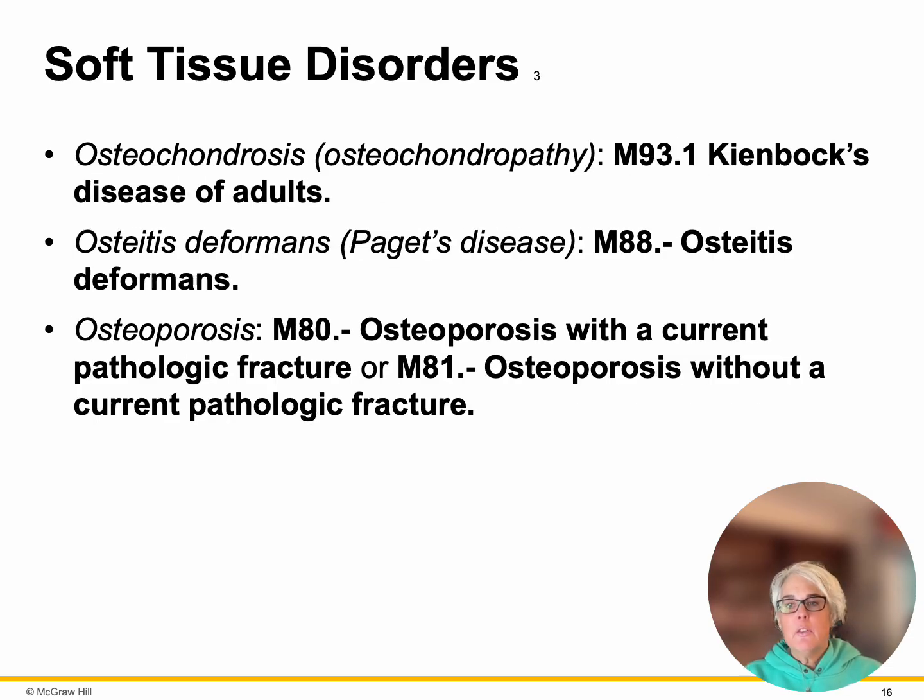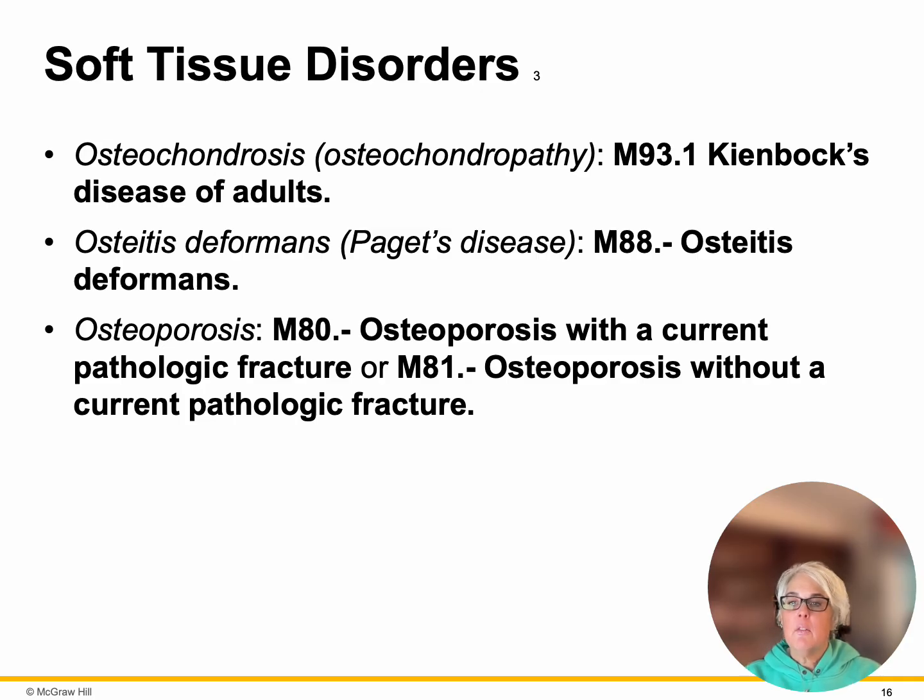Here we see conditions that impact bone and cartilage growth and remodeling. Osteochondrosis or osteochondropathy impacts bone and cartilage, with an example being Kienböck's disease of adults, which is coded to M93.1.